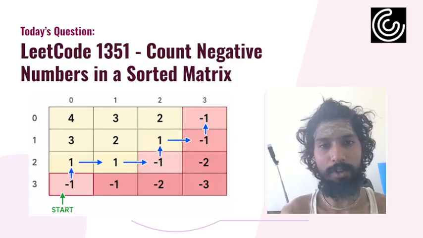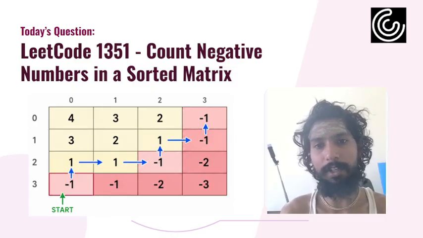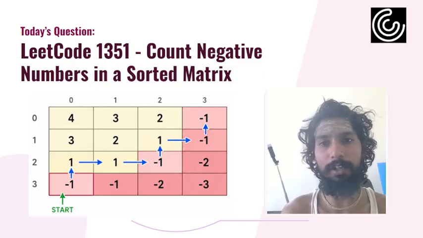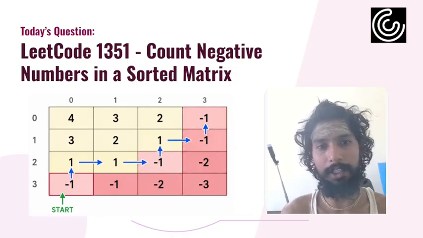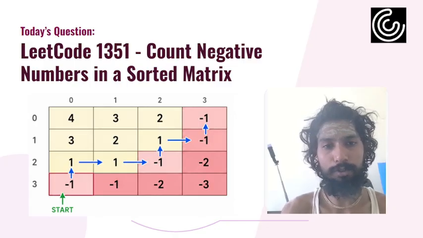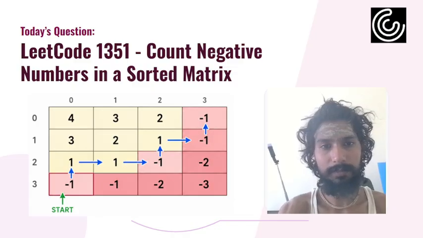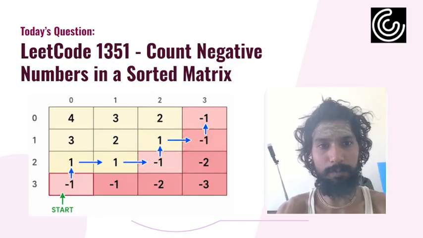If the current value is non-negative, then the values above it in the same column will also be greater or equal. So they will also be non-negative. So there is no point going up. We should move right to find smaller values. So the movement is like this, a staircase movement.